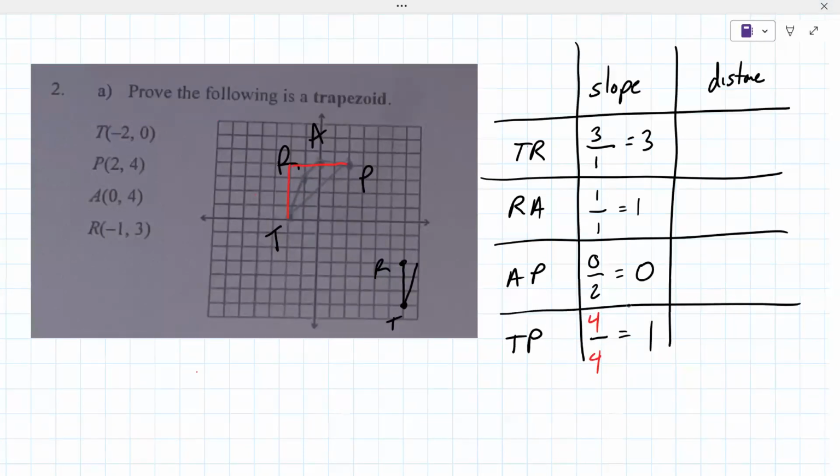All right, very good. Now, for the distance formula, you can do your work off to the side if you want. But do start with T to R, I guess. That makes the most sense. Go ahead and start with that one, please. Okay.